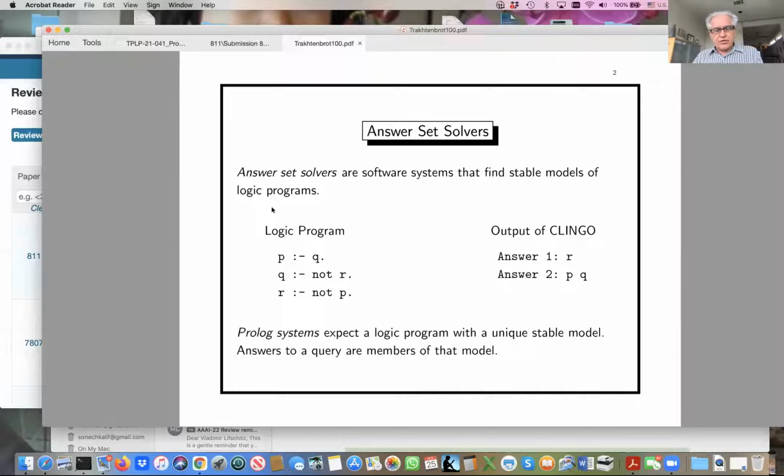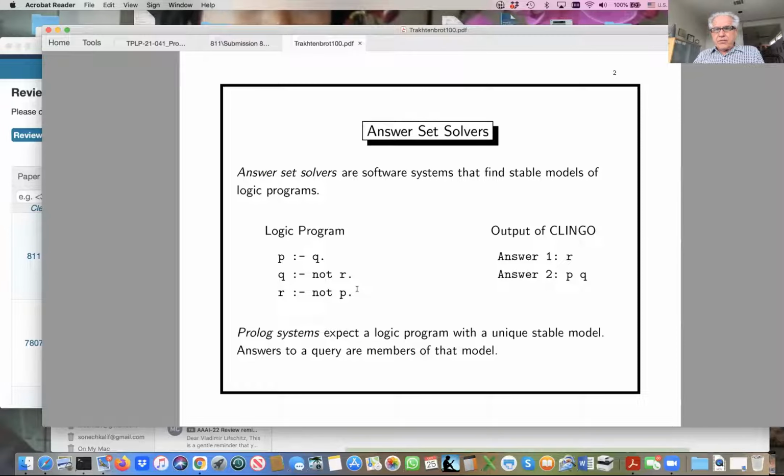The first thing I want to do is to give an example. So here on the left, you see a logic program which consists of three rules: P if Q, Q if not R, R if not P. And if you give this logic program as input to an answer set solver, for instance, the solver that I used here is called Clingo, it will produce as its output two answers, which are, according to the definition that you'll see soon, the stable models of this logic program.